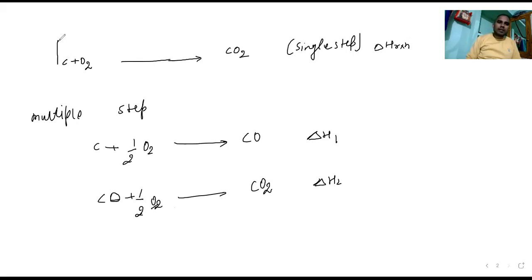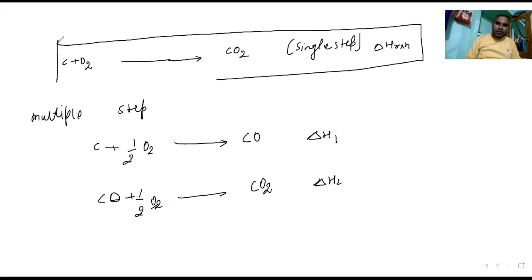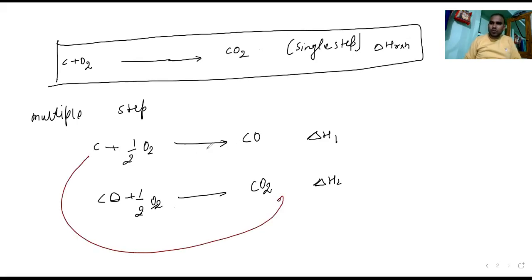This is the single step process, and here CO2 is forming. In the other route, we are going to only CO2, but it is converting into CO2 in 2 steps. Firstly C converts into CO, then CO converts into CO2.